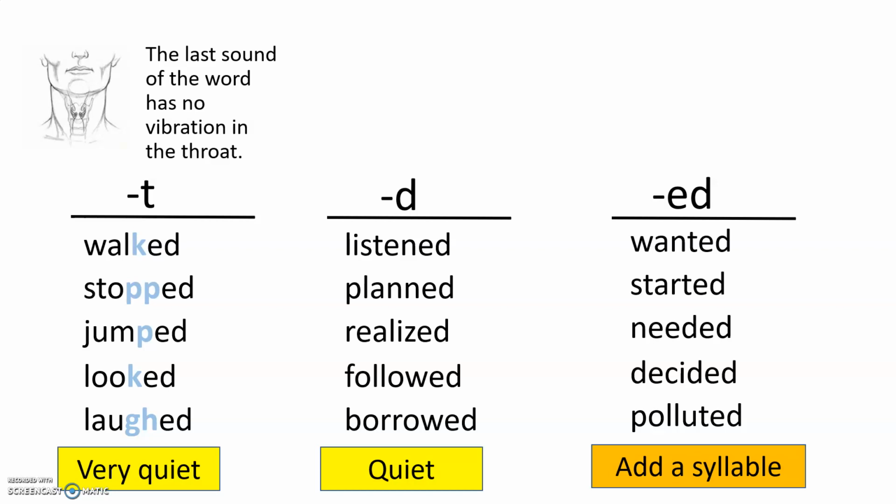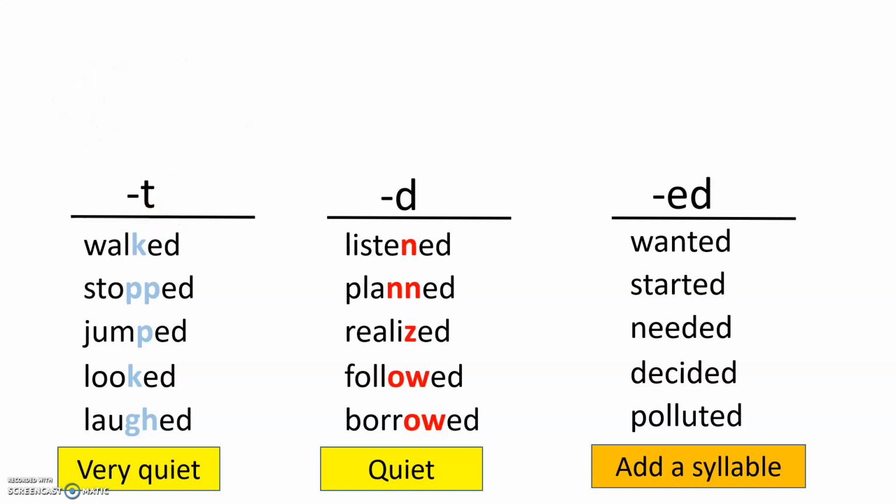And so the ED that comes after them kind of matches them by also being quiet. So I have a quiet K, then I have a quiet T sound. Quiet goes with quiet.